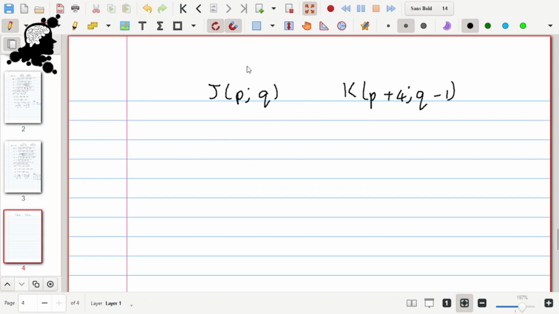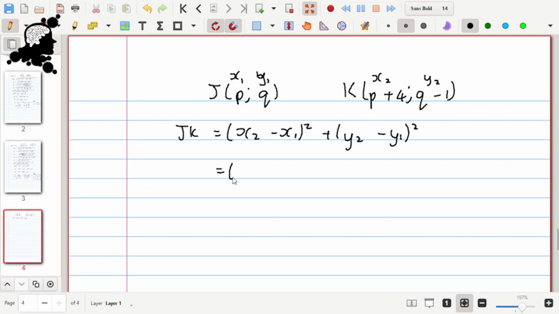Now we need to use the distance formula. So first, this is x1, this is y1. This is x2, this is y2. So JK is equal to x2 minus x1 all squared plus y2 minus, whoops, not y squared, but y2 minus y1 all squared. This is going to give us, for x2, this is p plus 4, minus x1, which is p, all squared, plus, for y2, we've got q minus 1, minus y1, which is q, all squared.